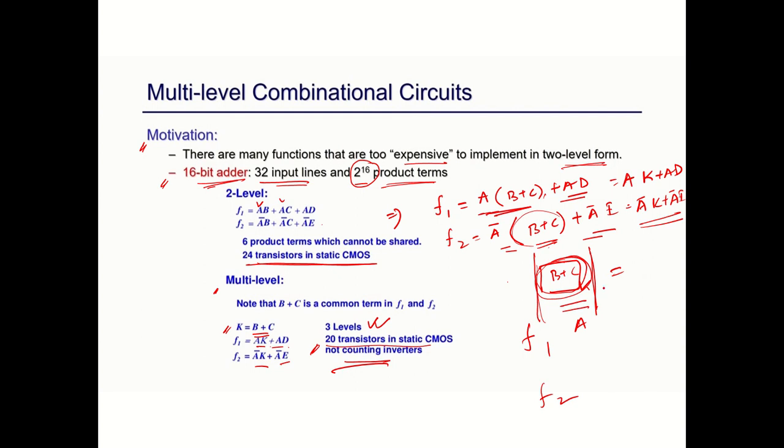So b plus c is a label that we have just inserted somewhere so that the transistor count can be reduced. So this particular motivational example is clear to everyone.